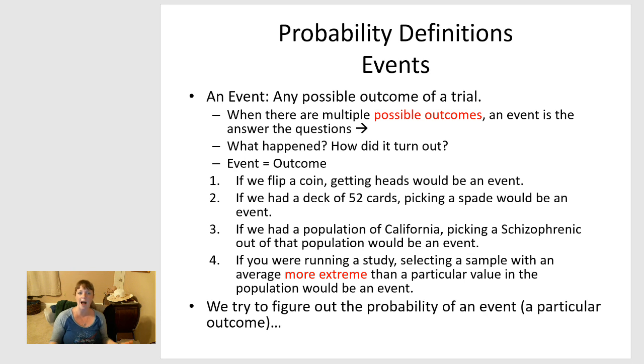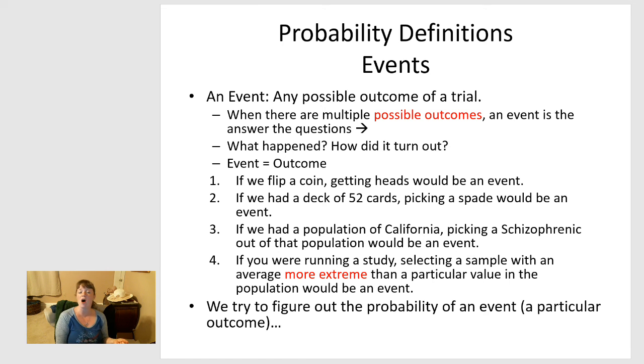all these particular outcomes, and probability asks, what is the probability of a particular event? What is the probability of a particular outcome? So if I flip a coin in the air, it's the trial. What is the probability of getting the event heads? If I flip a coin in the air, I might ask, what is the probability of getting the event tails?